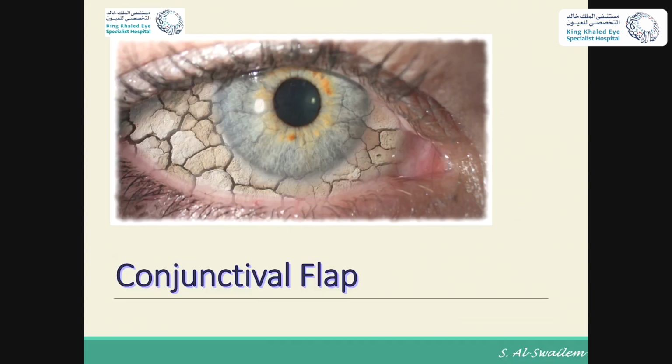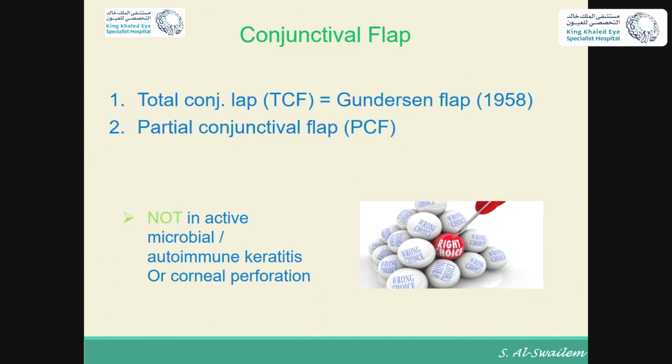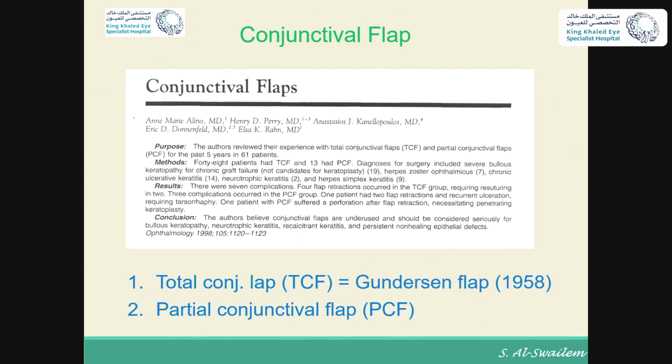Okay, good. Conjunctival flap is one of the surgical techniques that we use. We have 2 types of conjunctival flap to cover the ocular surface. Either we use the total one, which is called Gundersen, or we can use the partial one. In general, we don't use the conjunctival flap in the setting of active microbial keratitis or corneal perforations. So you need to seal that before you put them. And this is the most important reference that we are using so far.